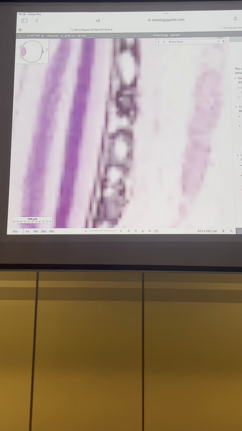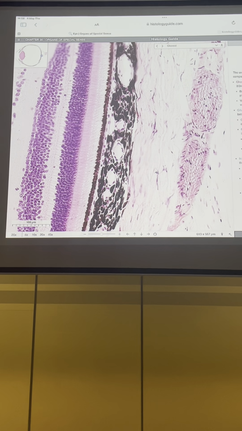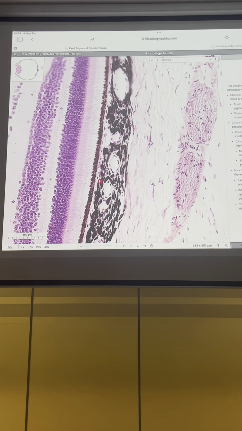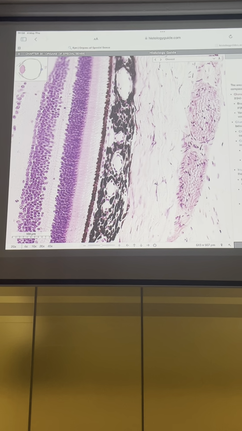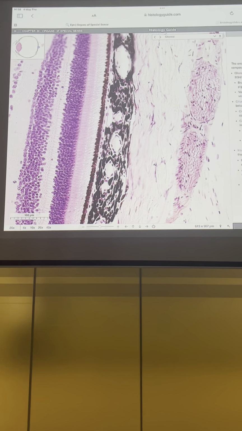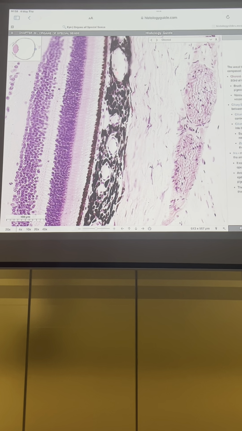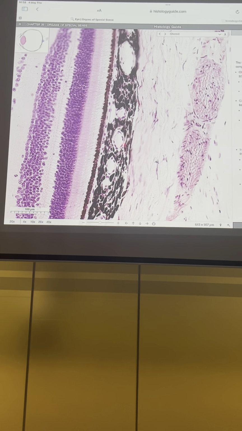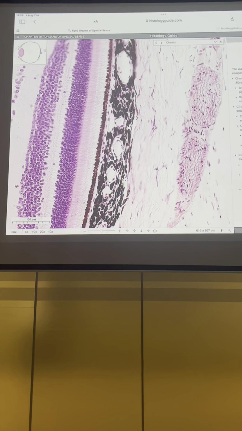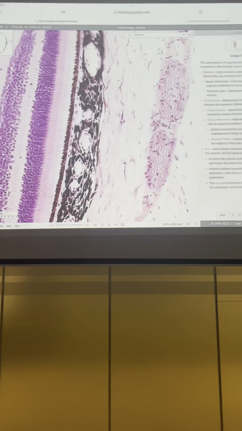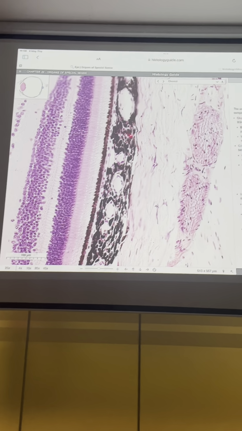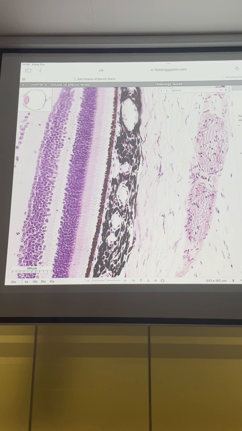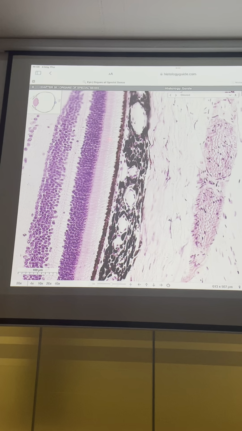Okay, now we are going to talk about the uvea. The posterior part of the uvea, here you can see, is known as the choroid. The choroid is composed of highly vascularized connective tissue. You can see a high amount of blood vessels in the choroid. And also we have pigmented cells between the blood vessels. And here is the retina.